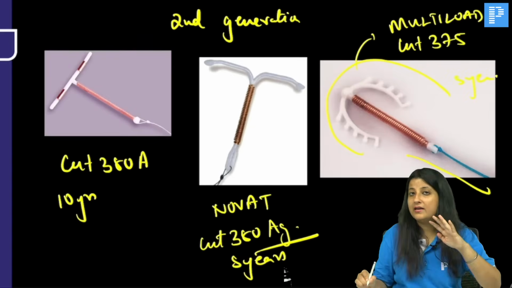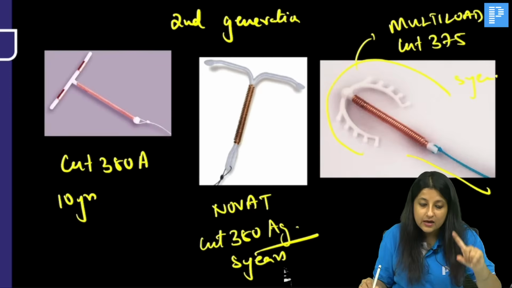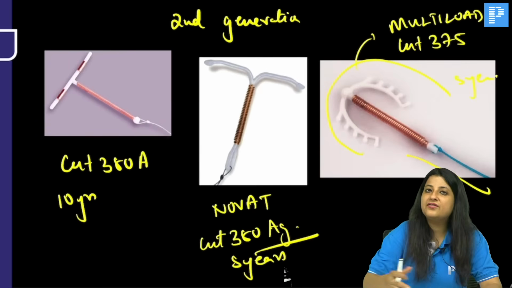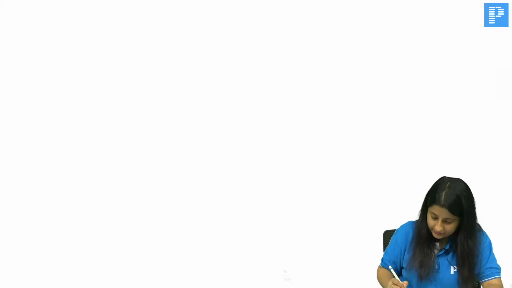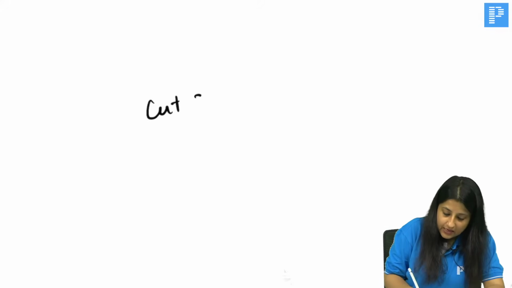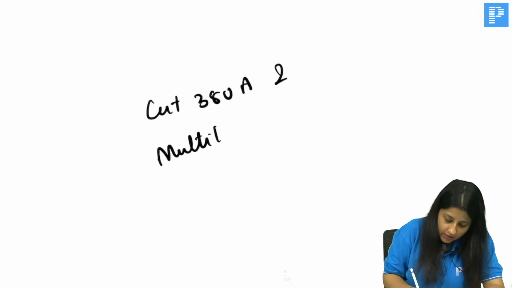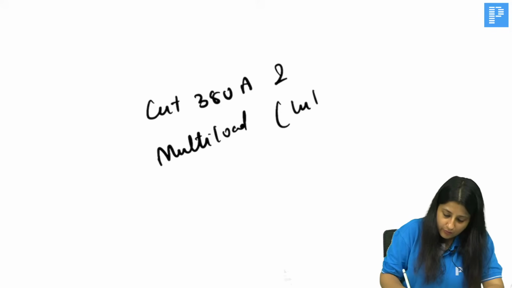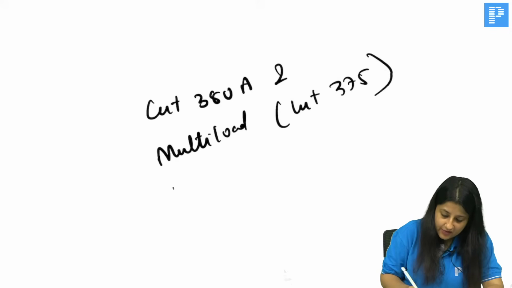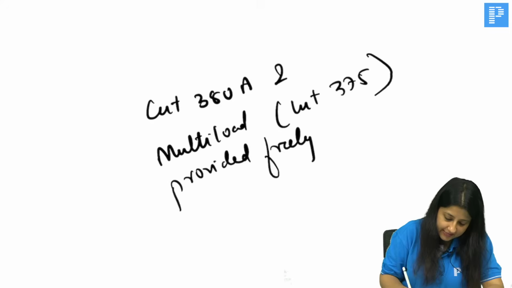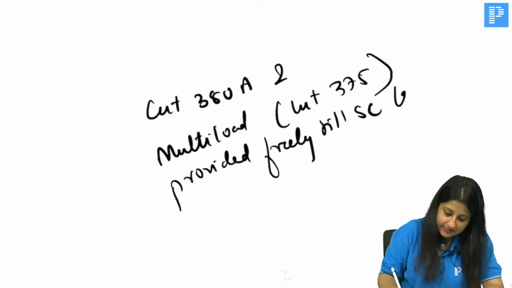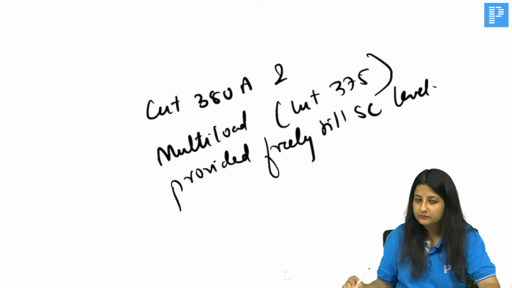But remember one very important thing. Out of this, which two copper Ts are provided freely till the level of subcenter, guys? So you have to remember copper T380A. I'll write it in a new page so that you remember this. Copper T380A and multi-load, or what do we call it? Copper T375 provided freely till subcenter level. Provided freely till which level? Till subcenter level. Clear? Okay.